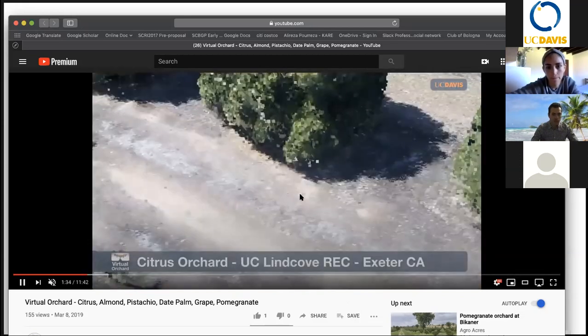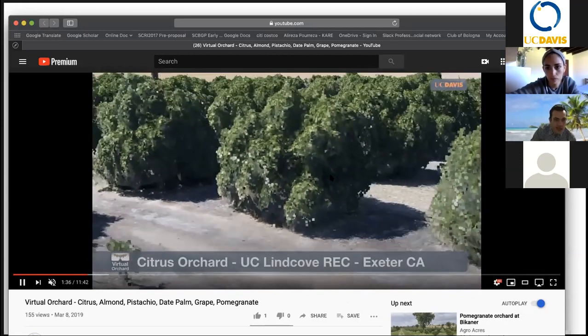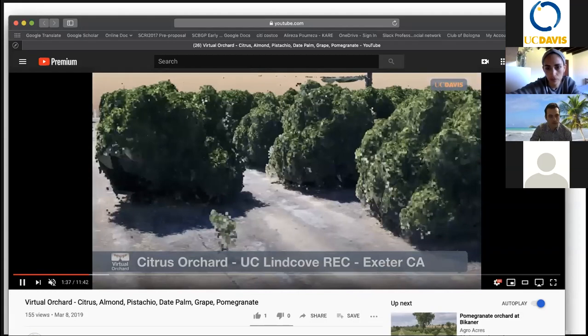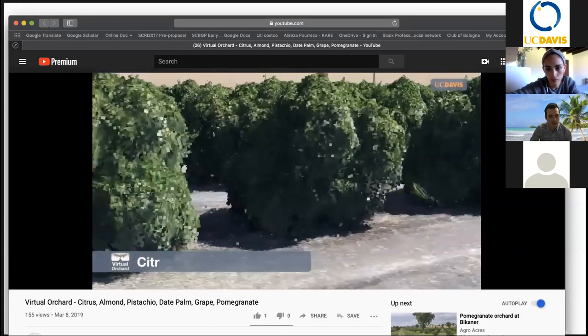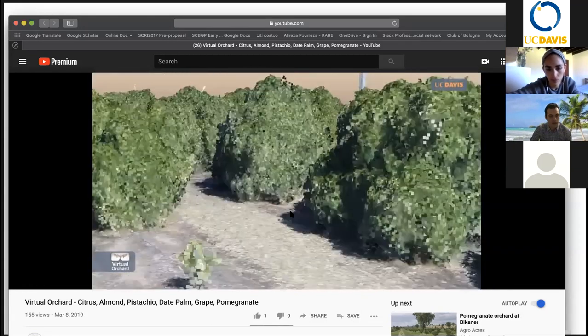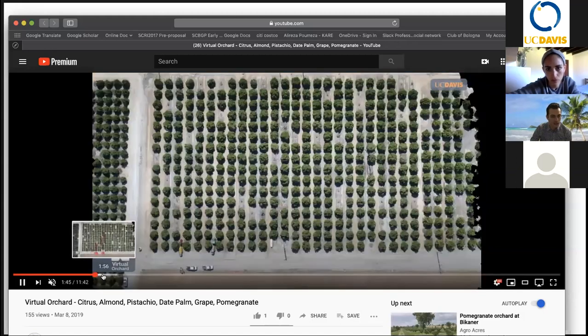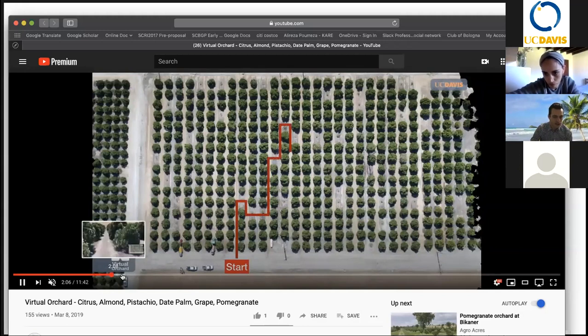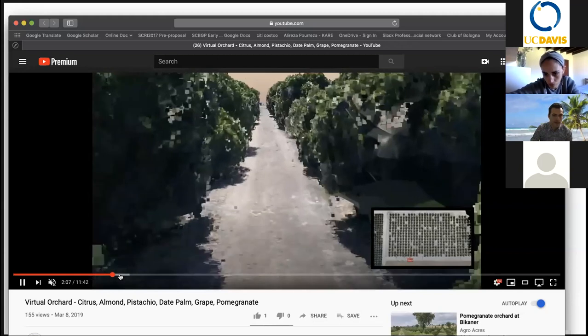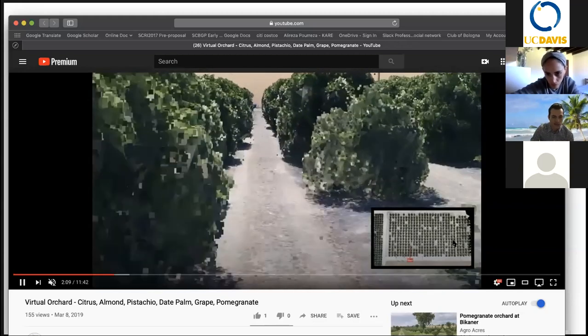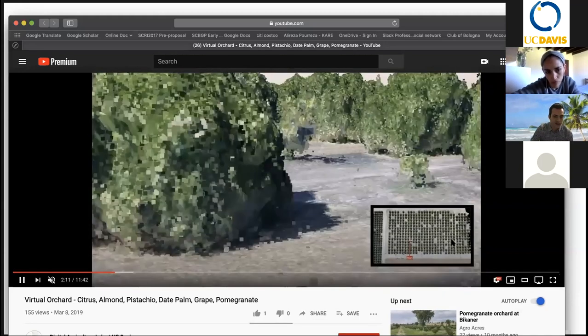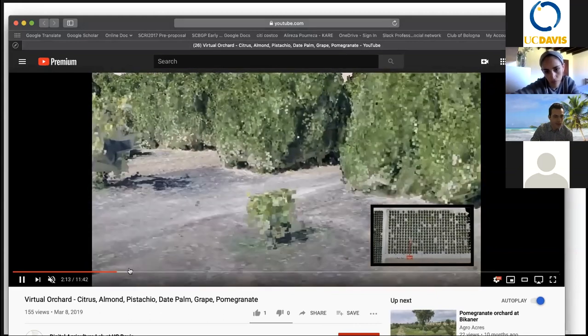So, for example, this is how it looks. We can see that it's a very precise 3D model of an orchard. It can be used for different applications. For example, you can navigate a robot within an orchard, something like this, and you can see in the lower right the path that it is navigating.